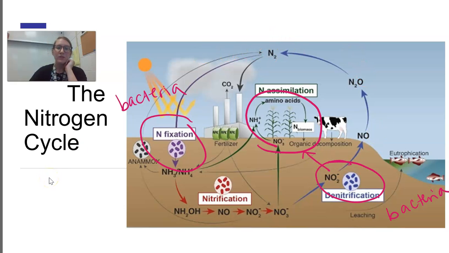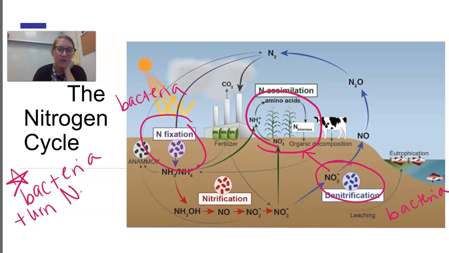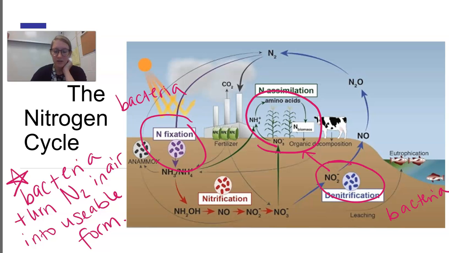So one of the most important things to remember from this cycle is that bacteria turn nitrogen in the air into a usable form that we can use and plants can use.